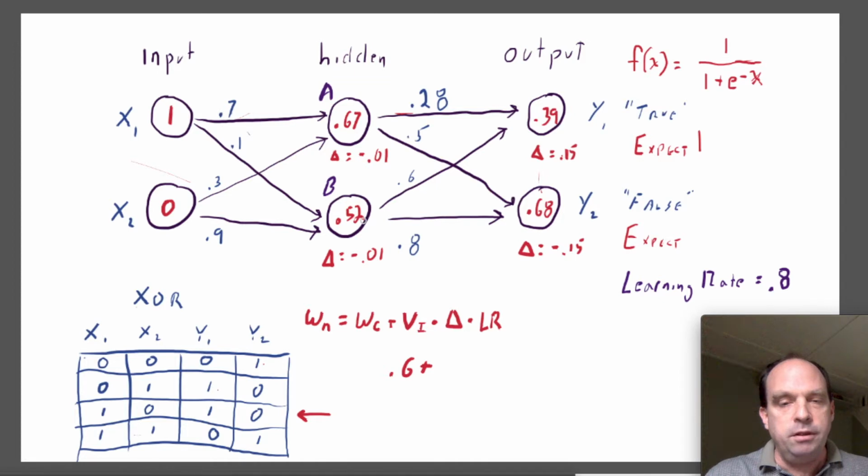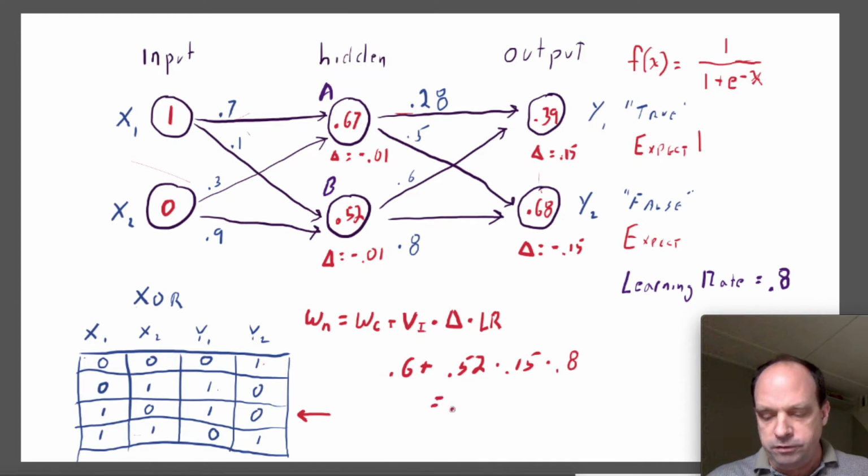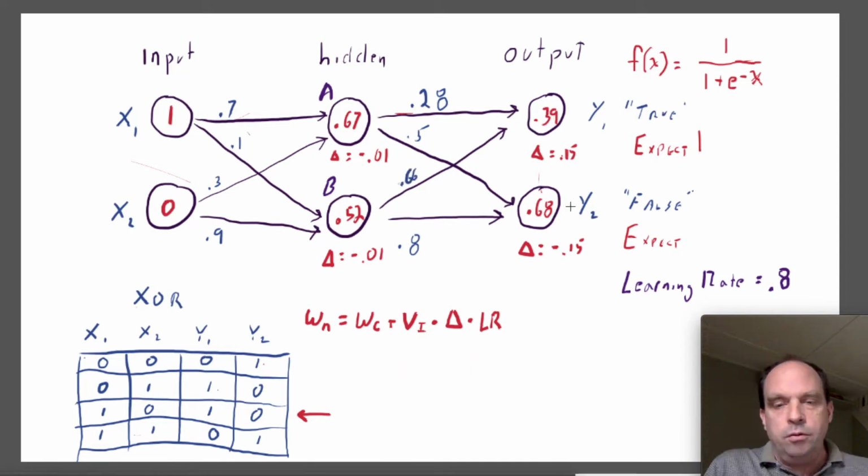We're backing up to the node that's contributing the value of 0.52. We have a delta in our node of 0.15 and a learning rate of 0.8. And our result is approximately 0.66, which again is pushing this number upwards towards 1. We want Y2 to head towards 0, so we should see these weights go down.